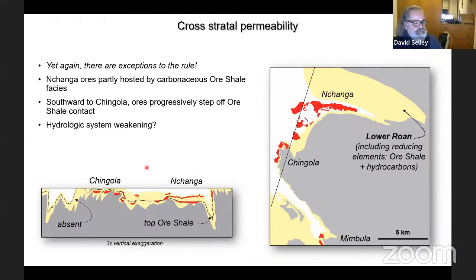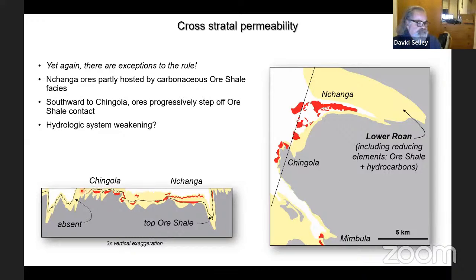If we have a look at this section in a bit more detail, we can see that there's additional complications. So here at Nchanga, remembering that this is the position of the ore shale, we can see that at least part of the ores are superimposed on the carbonaceous ore shale facies. But as we shift southwards to Chingola, we can see that the ore bodies progressively step off this interface and they're entirely contained within the relatively permeable footwall where they're replacing former hydrocarbon trap sites. But the ore shale itself is unmineralized.